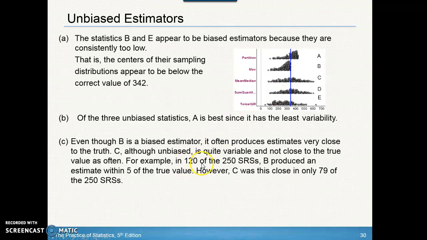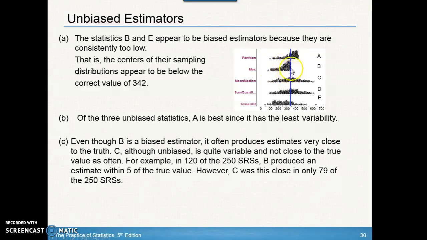For example, in 120 of the simple random samples, B produced an estimate within 5 of the true value. So that means almost half of them produced a mean that was about the same as the true population mean. However, if we take a look at C, it was only true in 79 of the 250 SRSs. So even though B is a biased estimator, it's consistently too low, but it's really close. Most of the values that are too low are really close to the true population mean, and it doesn't have very much variability. Most of them are right about here.